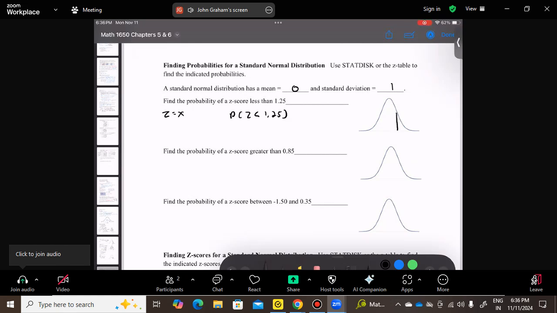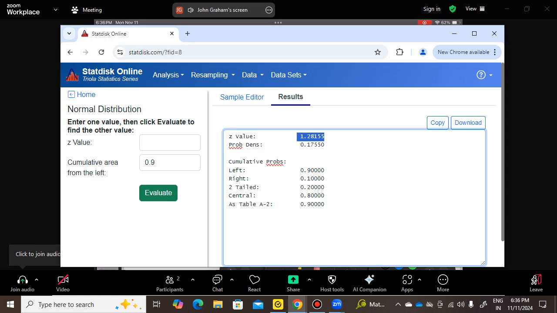This is about 1.25, and we're finding the left region. And we go to stat disk, plug it in, and we get 89.4. I'll put a decimal first, 0.89435. So it's 89.4%.